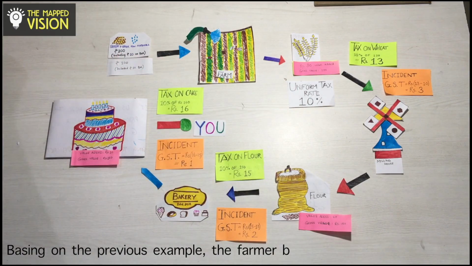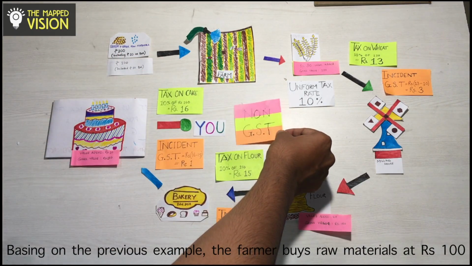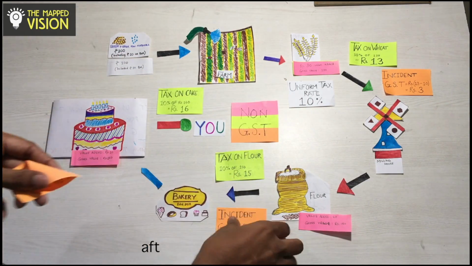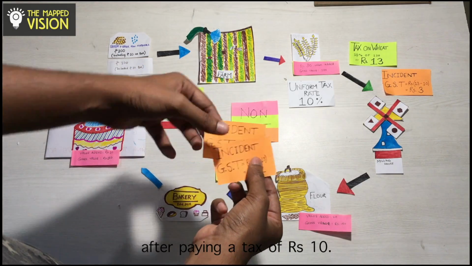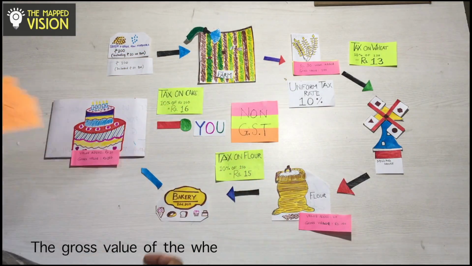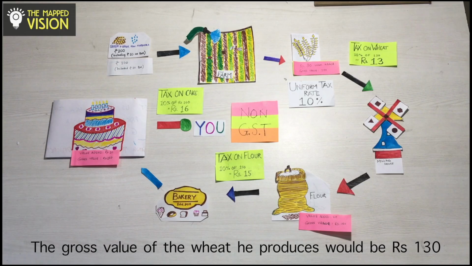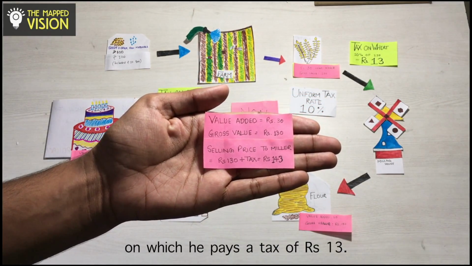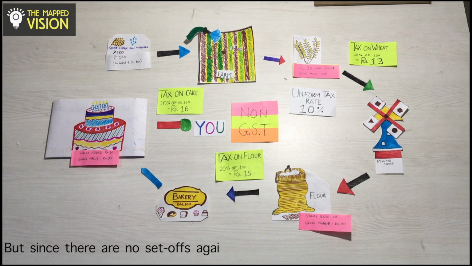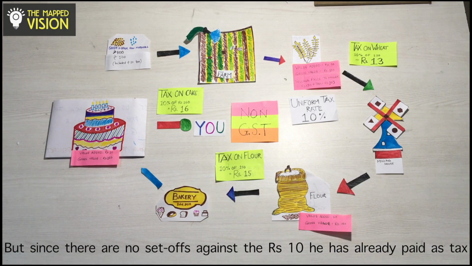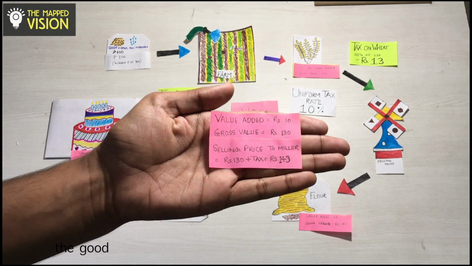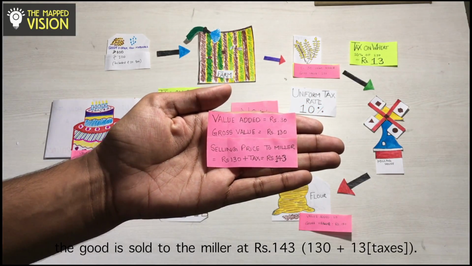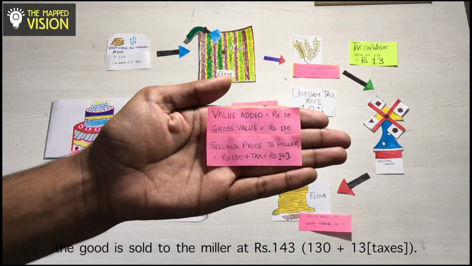Basing on the previous example, the farmer buys raw materials at rupees 100 after paying tax of rupees 10. The gross value of the wheat he produces would be rupees 130, on which he pays a tax of rupees 13. But since there are no set-offs against the rupees 10 he has already paid as tax, the good is sold to the miller at rupees 143, which is rupees 130 plus taxes.